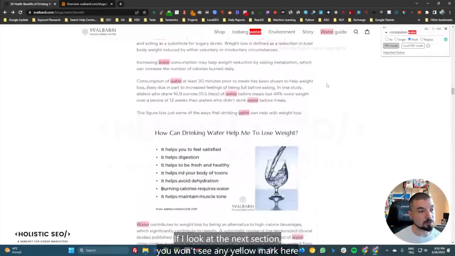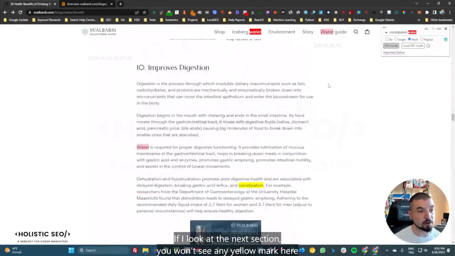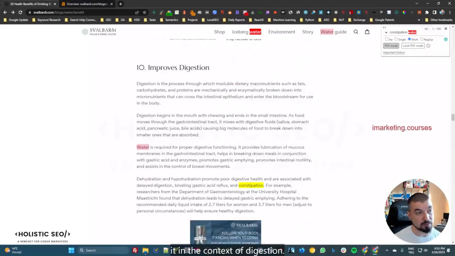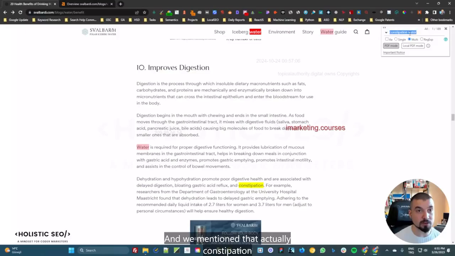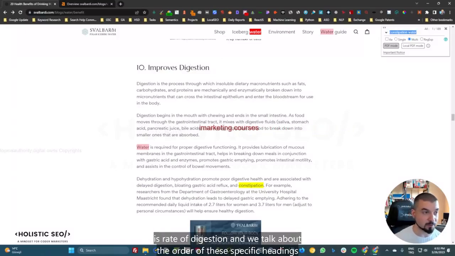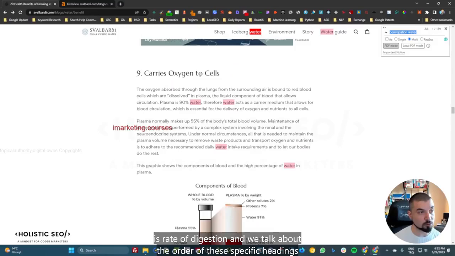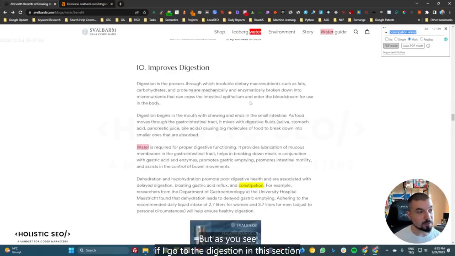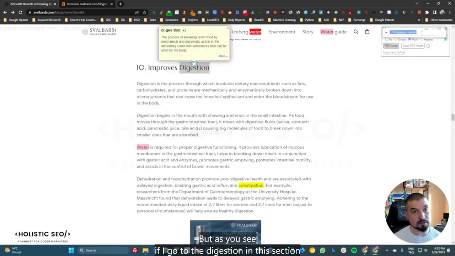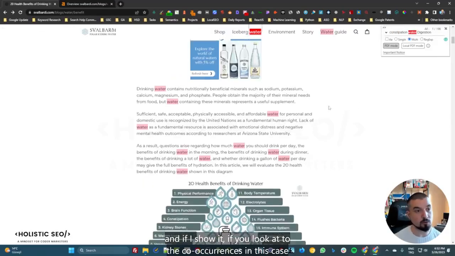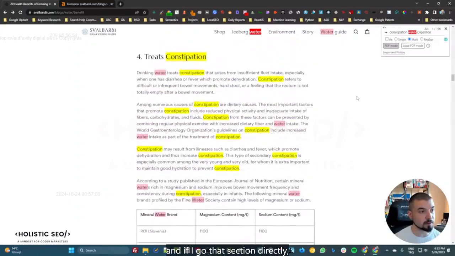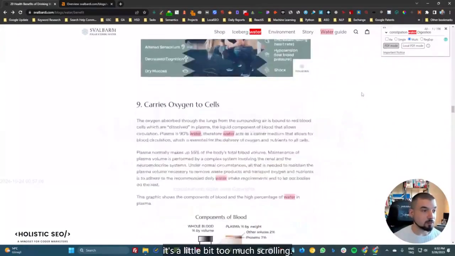If I look at the next section, you won't see any yellow mark here because we don't have constipation that much. From time to time we have it in the context of digestion, and we mentioned that constipation is related to digestion, and we talk about the order of these specific headings while we are creating the brief or while examining the content brief as well. But as you see, if I go to digestion in this section, and if I show it, if you look at the co-occurrences in this case, and if I go to that section directly, it's a little bit too much scrolling.